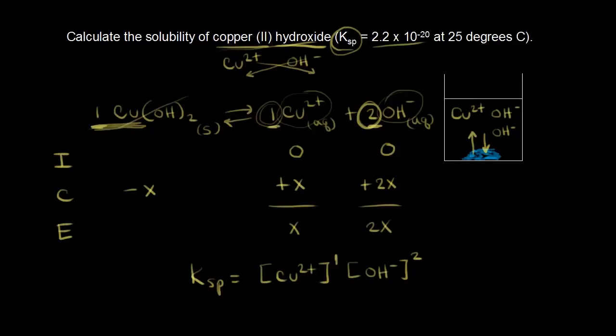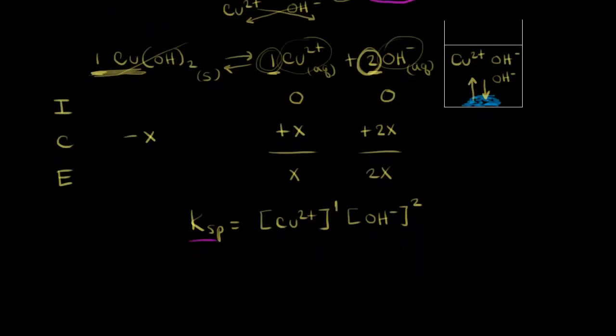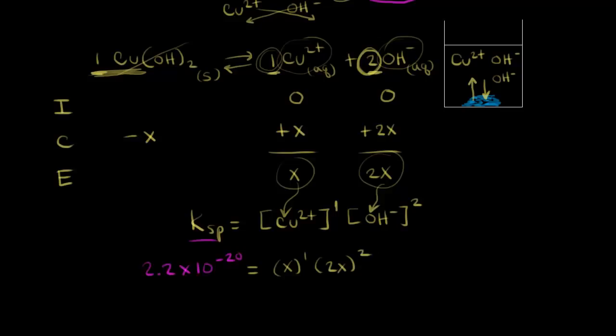All right, let's plug in for Ksp. The solubility product constant was given to us. It's 2.2 times 10 to the negative 20. So let's plug that in. This is equal to 2.2 times 10 to the negative 20, and this is equal to the concentration of Cu2+ ions at equilibrium, which is X. So we put that in. This is X to the first power, times the concentration of hydroxide ions at equilibrium raised to the second power. So this would be 2X, and then we have to square it here.